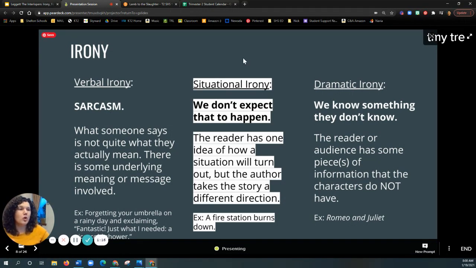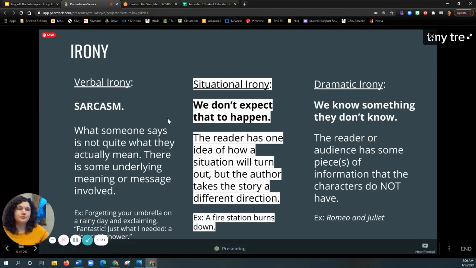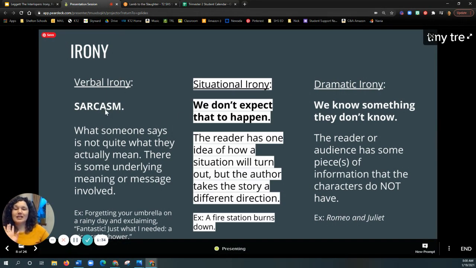Irony, we talked about verbal irony, situational, and dramatic. We focused more on situational and dramatic in Lamb to the Slaughter. I want you to keep an eye out as we read about which types of irony are coming out in this story. Remember, verbal irony is when the opposite of what somebody says is what they mean. Situational irony, we don't expect that to happen, like if a fire station would burn down. Dramatic irony, we know something they don't know. So we're going to keep that in the back of our head as we read our story.